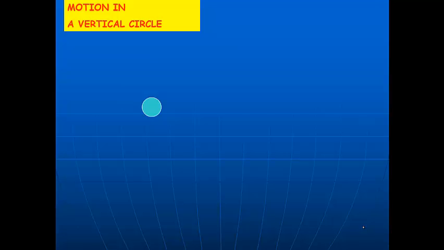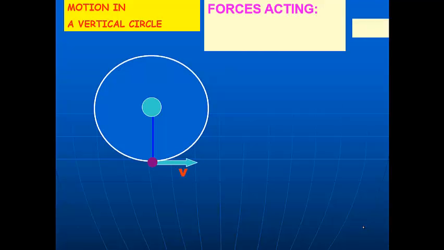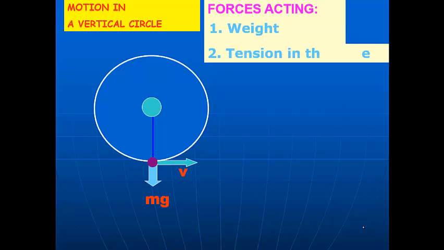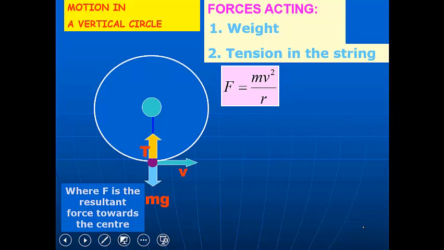So here's an example of motion in a vertical circle. At the bottom, you have forces acting on the object, such as the weight force, and you have the tension, which is opposite the weight force, opposing the force. So if you combine both the centripetal force, which is due to the velocity, and your weight force, you have a resultant force, which is towards the center.